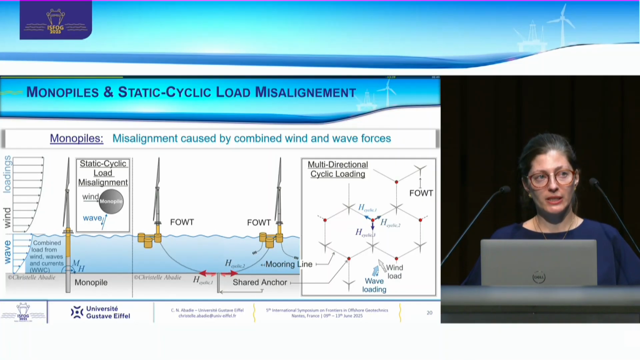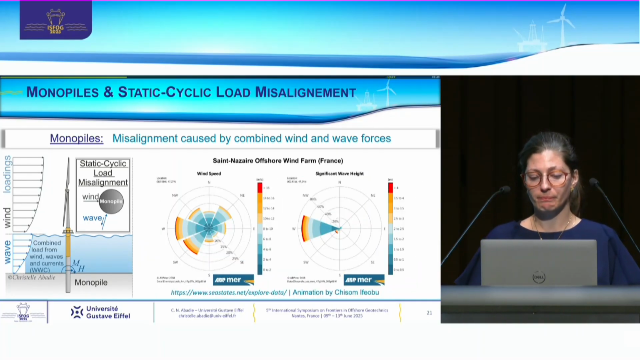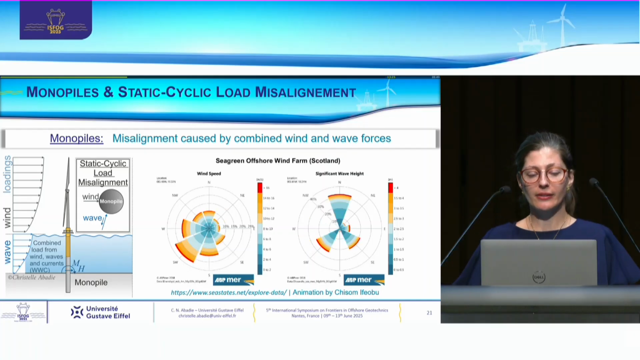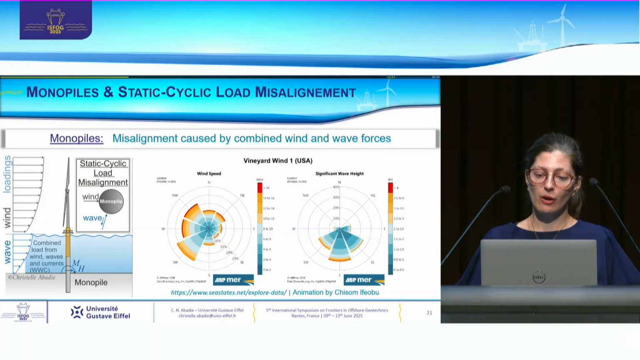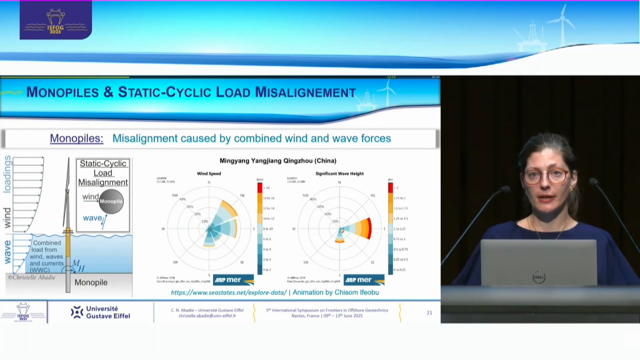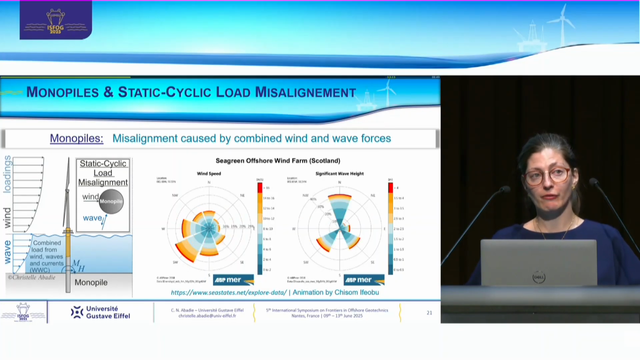Monopiles are particularly susceptible to misalignment caused by wind and wave, and therefore need to be designed for static cyclic load misalignment, which is very similar to what we see for anchor piles. And this is an animation that shows the misalignment of the wind on the left-hand side and wave on the right-hand side on a range of wind farms across the globe.